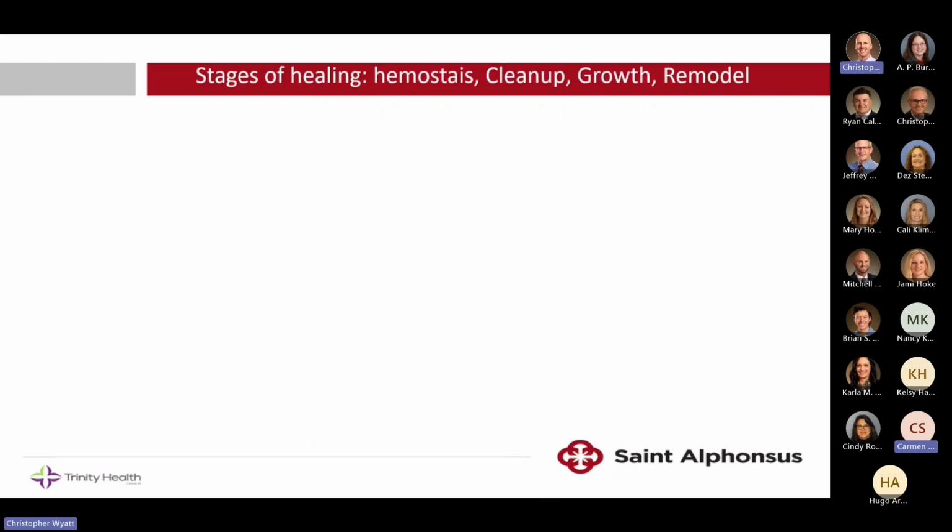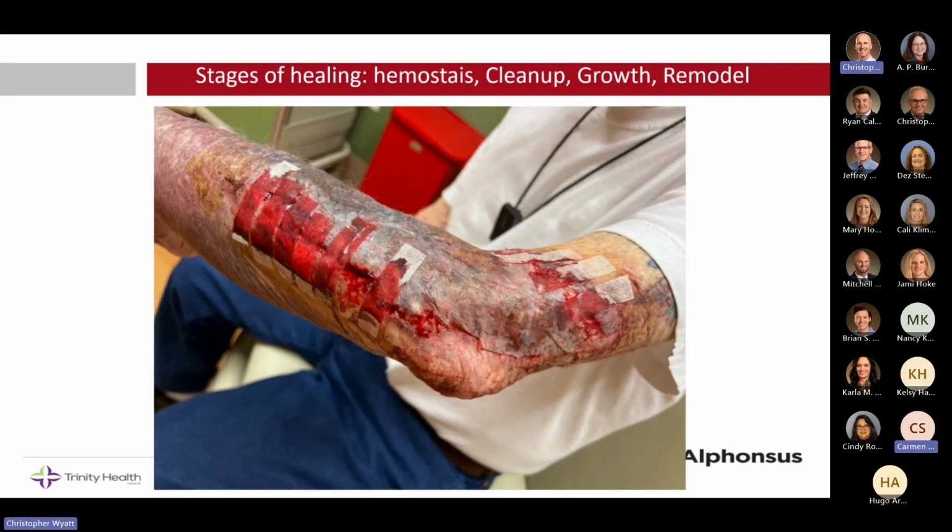So I'm going to bring up a case here that I think illustrates the 4 stages of healing. So, a gentleman on blood thinners, you can tell he has poor skin quality in general. He had a ground level fall, caught his arm, and had a large skin flap or skin tear.